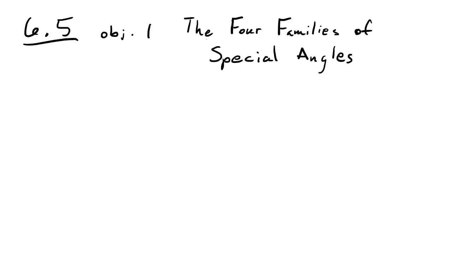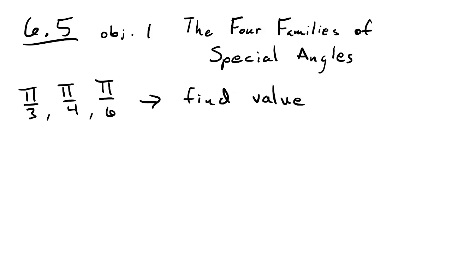Hey class, so today we're talking about Objective 1 of Chapter 6.5, and this objective covers the four families of special angles. So last section, we talked about special right triangles, and we used the angles within those special right triangles, so pi over 3, pi over 4, and pi over 6. We used these in order to find values of our trig functions. And in this section, we're basically going to be doing the same thing, but we want to extend the amount of angles that we can cover.